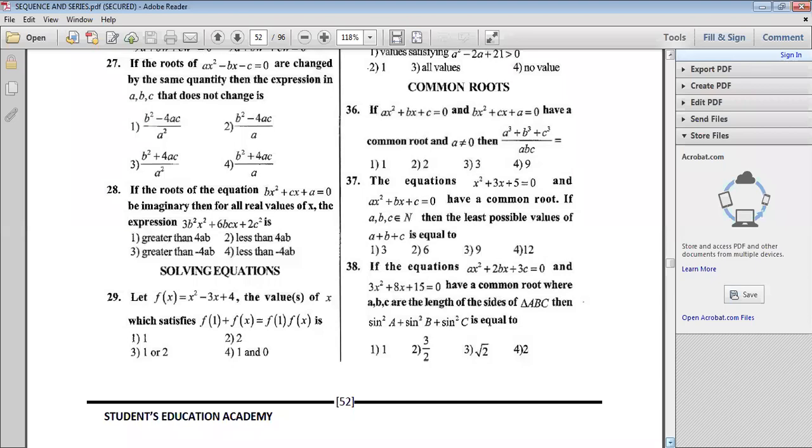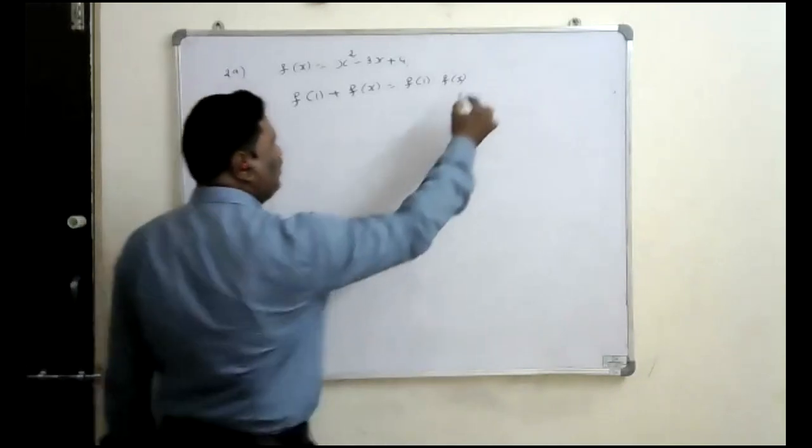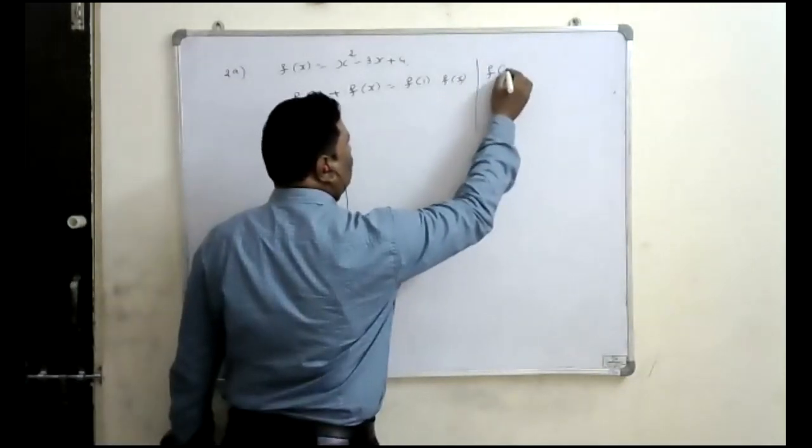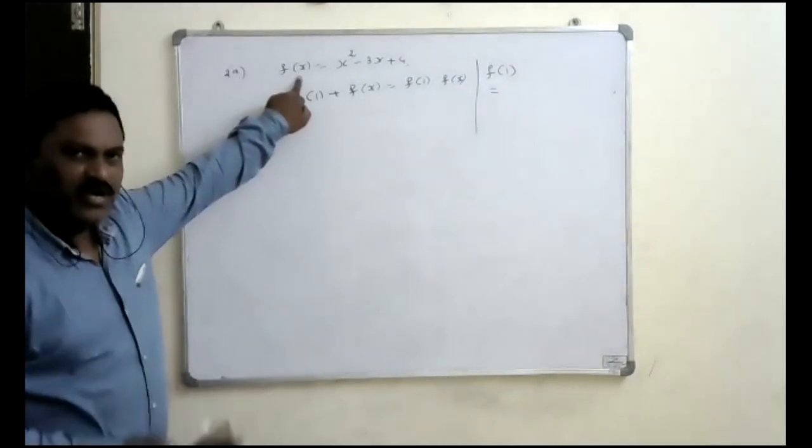f of x is equal to x square minus 3x plus 4, and we need the values of x which satisfy the equation f of 1 plus f of x is equal to f of 1 into f of x. So we have to find the values of x to satisfy this equation. Okay, let's observe that. First we will find the value of f of 1. f of 1 means keep x is equal to 1 in this equation.